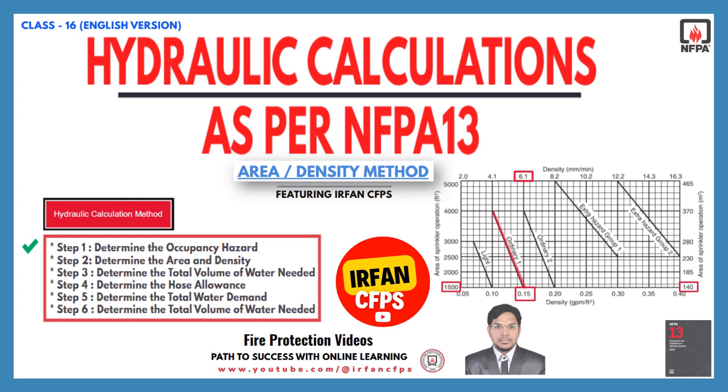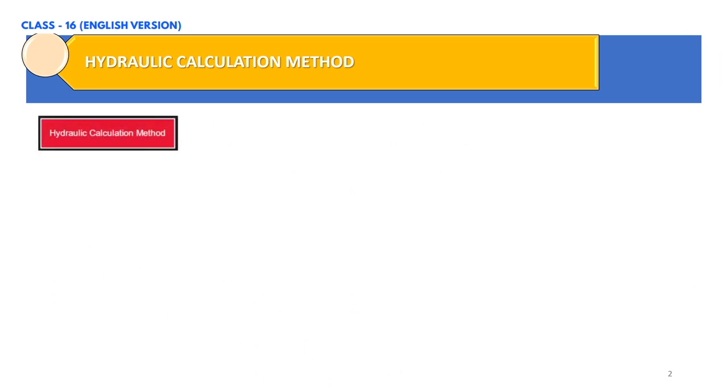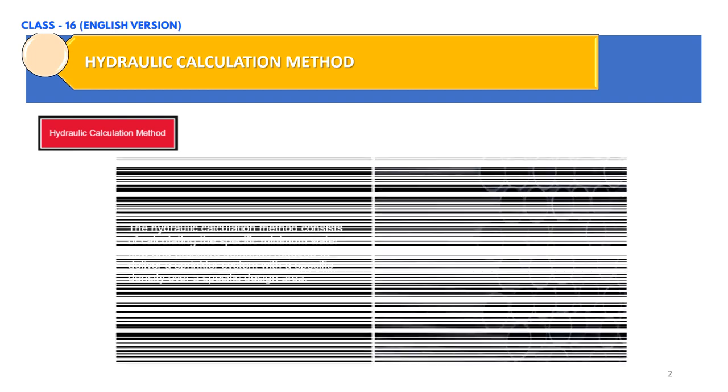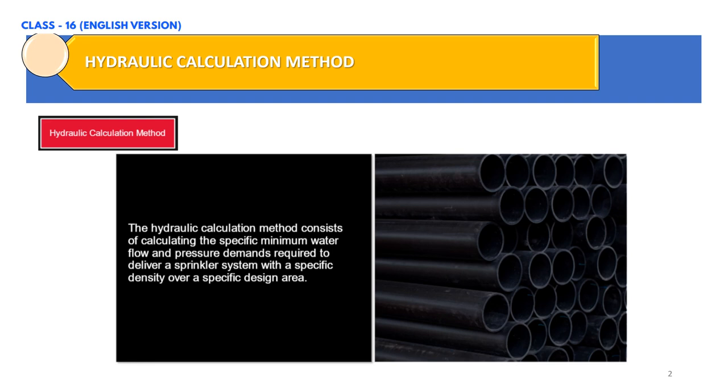In today's class, we shall go through hydraulic calculations by using area density method. Based on this method, we would be able to calculate total water demand and total volume of water needed as per NFPA 13 requirements. Let's go through hydraulic calculation method. What does it mean? It means this method consists of calculating the specific minimum water flow and pressure demands required to deliver a sprinkler system with a specific density over a specific design area.